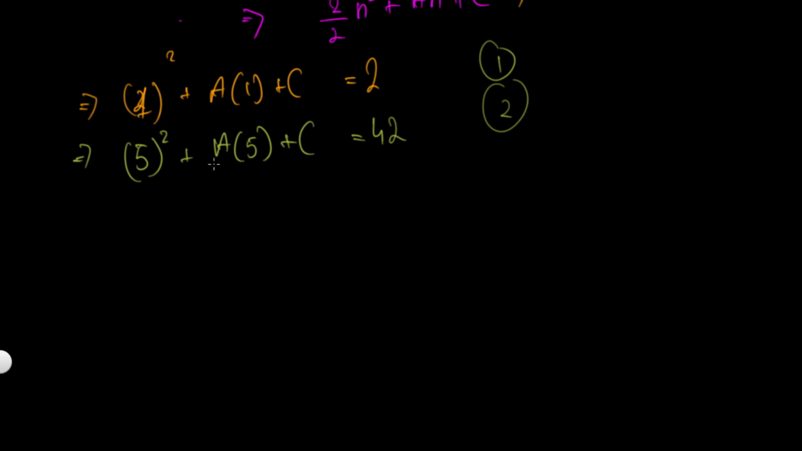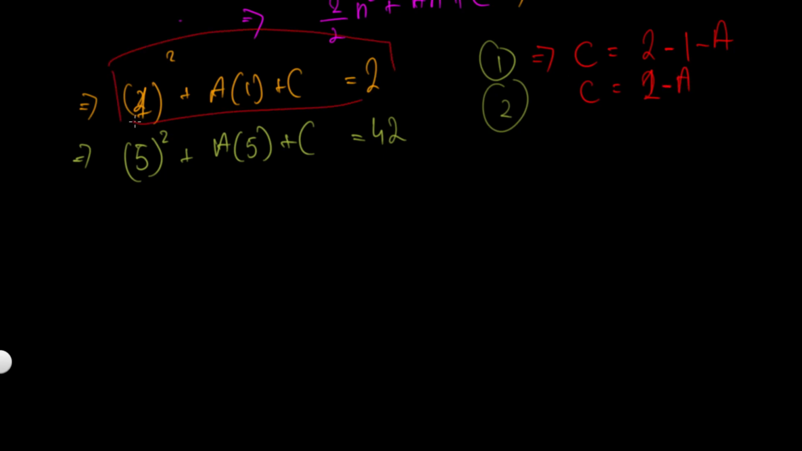So let's solve it. Just a quick recap, when you have simultaneous equations, we take our first equation and make one of the variables the subject. In this case, let's make c the subject. If I make c the subject, I should get c is equal to 2 minus 1 minus a. 2 minus 1 is 1, so 1 minus a. I'm just using this equation and making c the subject. Hopefully you guys know how to make a variable the subject.